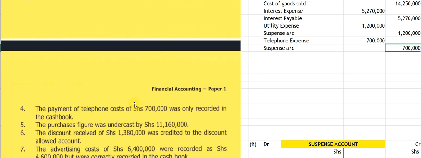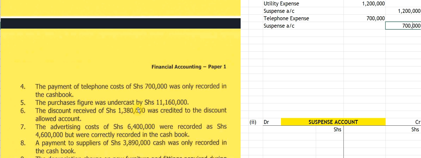Correct that error. Then the purchases figure was undercast by shillings 11,160. This is also an error which will affect the balancing of the trial balance. Undercasting means that the total was calculated to be lower than it actually is. To correct this error, we need to increase our purchases account, but still I'll use the suspense account because this undercast error affects the balance of your trial balance. So we increase the purchases account by making a debit entry, as this is an item of expense, 11,160. Then we credit suspense account the same amount, 11,160.